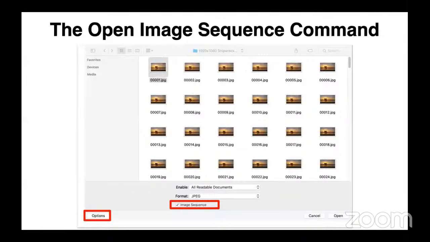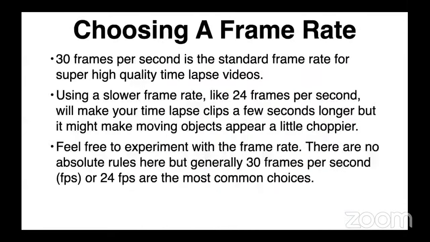So just to show before I go live with this, in Photoshop, there is a secret little command for time-lapse photography. It's this one in the open dialog called Image Sequence. I promise I'll show it to you again in just a second here. When we use that command, expect that Photoshop is going to ask, what frame rate do you want to use? And here, I'll just say that 30 frames per second, that's considered the standard rate for super high quality, silky smooth time-lapse video. A slower frame rate, something like 24 frames a second, will make your video clip last a little longer, but it might make moving objects appear a little choppier.